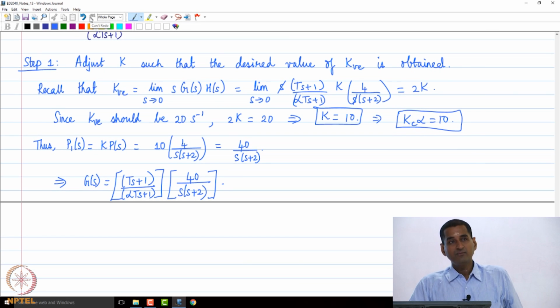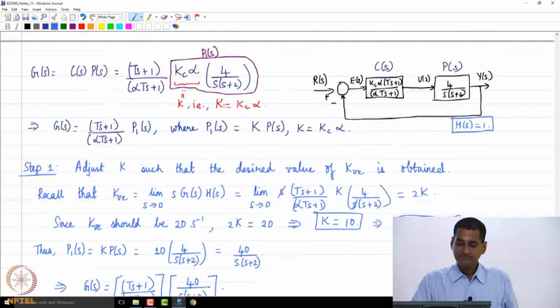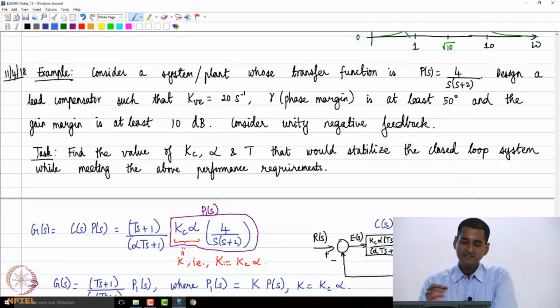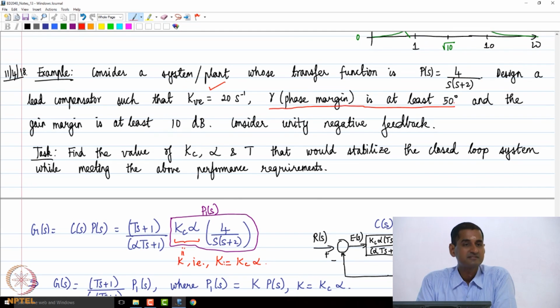Now, what is the next specification we have been given? We have now used the specification KVE equals 20 per second. Now, we are given that the phase margin should be at least 50 degrees. How did we calculate the phase margin for this class of negative feedback systems? We have to calculate 180 degrees plus the phase of the open loop transfer function at the gain crossover frequency. That is the equation for calculating the phase margin, if you recall.